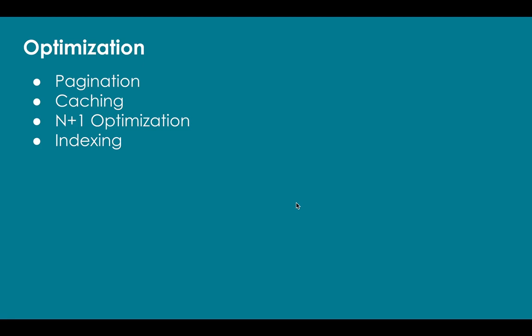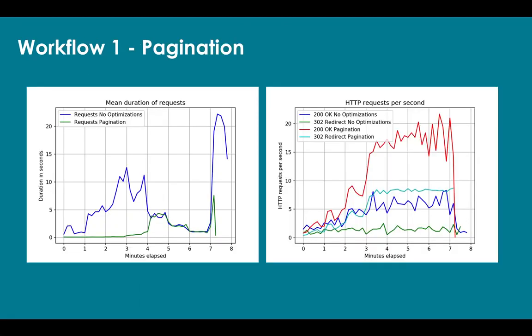Moving on to optimizations now. These are the optimizations that we performed: pagination, caching, N+1 optimization, and indexing. Let's move on to pagination. Initially, our database was seeded with 10,000 items and the home page was displaying all the items at once. With pagination, we reduced the number of items on each page to 10.